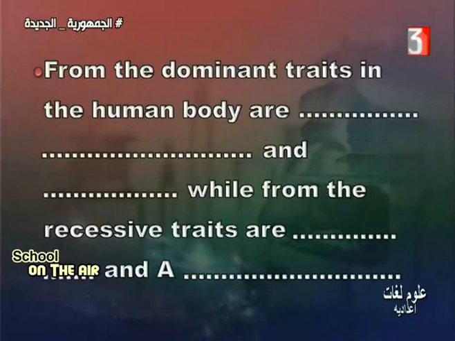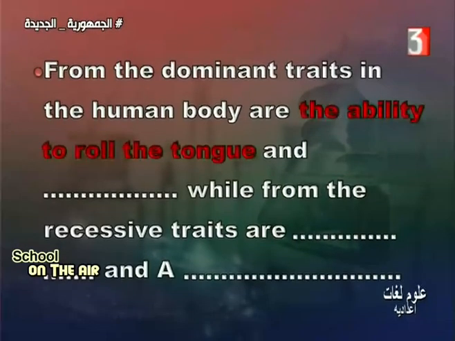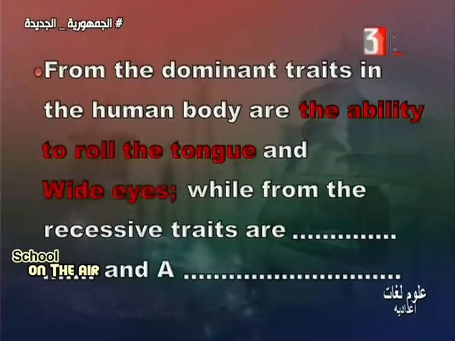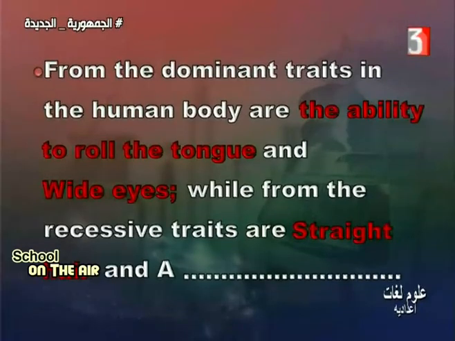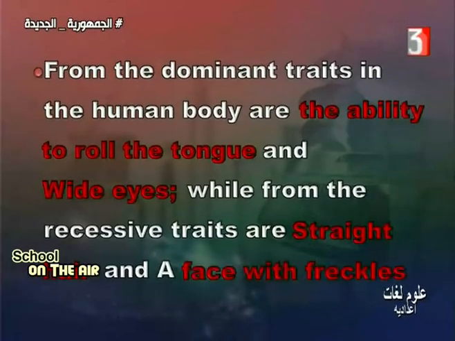From the dominant traits in the human body are the ability to roll the tongue and white eyes, while from the recessive traits are straight hair and face with freckles.